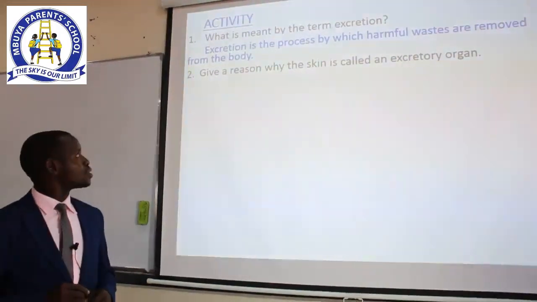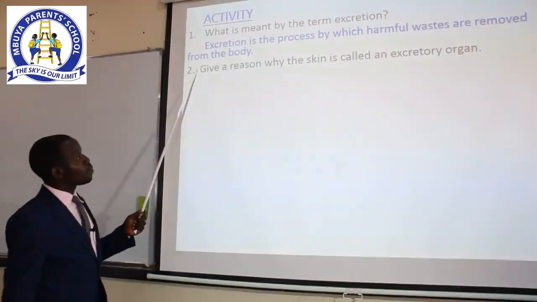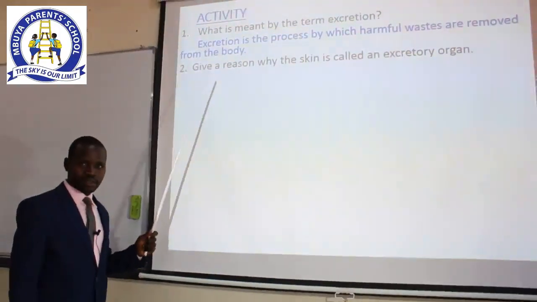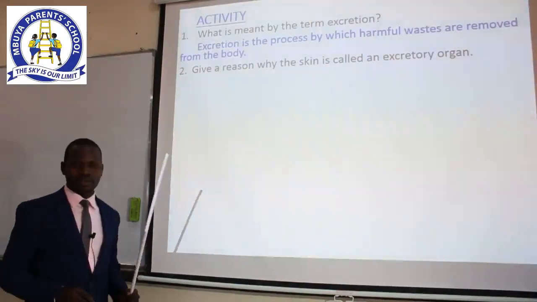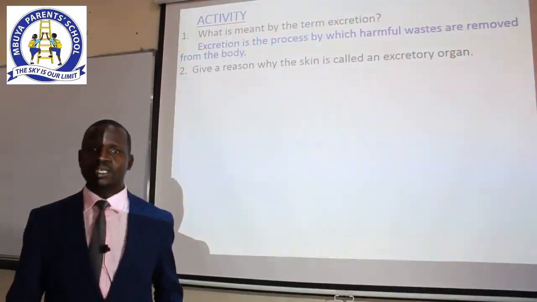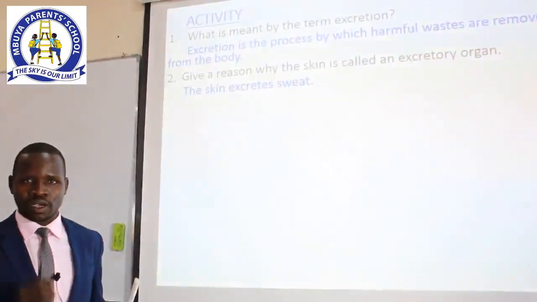Number 2 was saying, give a reason why the skin is called an excretory organ. So what was your response? Wonderful. The skin is called an excretory organ simply because it excretes sweat. The skin excretes sweat. That's why it is called an excretory organ.